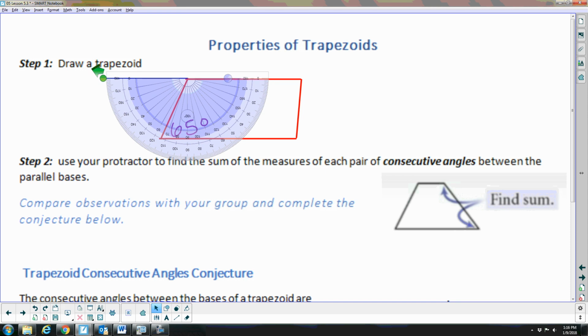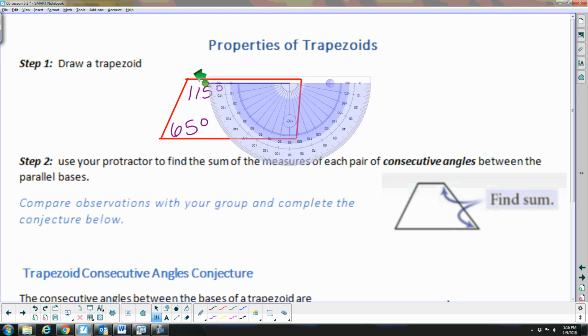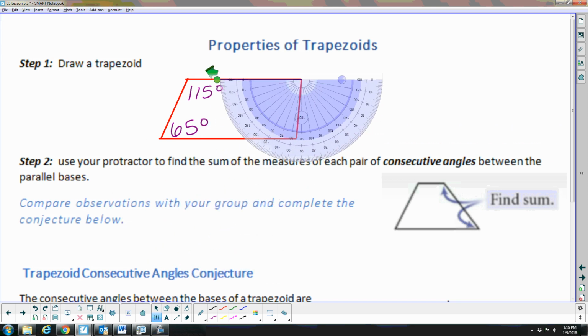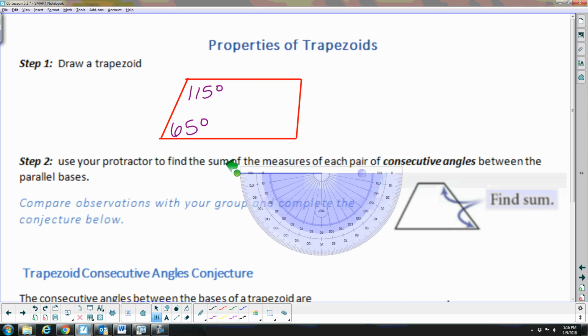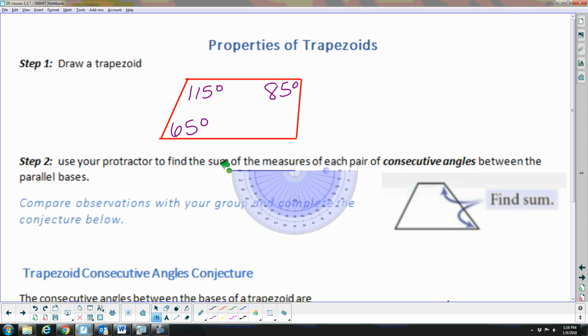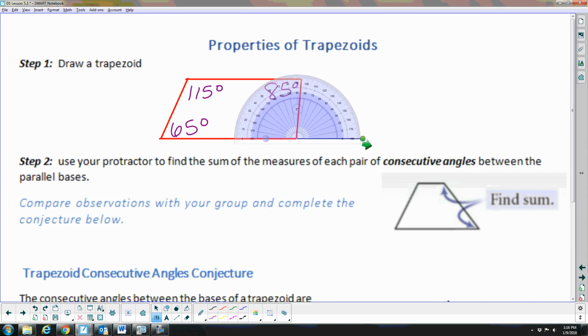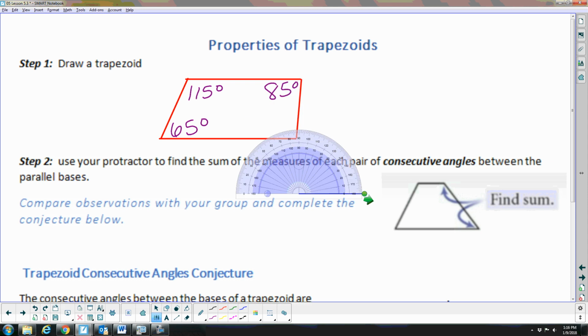And then my top angle is about 115 degrees. And then over here, it's about 85 degrees. And then if I come back to this last one, it's about 95 degrees.